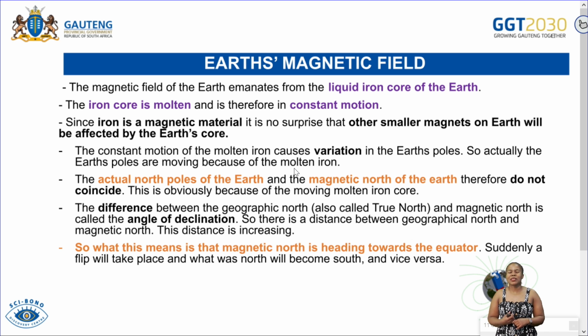So what does all this mean? This means that the magnetic north is heading towards the equator. Suddenly, a flip will take place, and what was north will become south, and what was south will then become north. Okay, so that is how the Earth's magnetic field affects the geographic north as well as the magnetic north. All right.